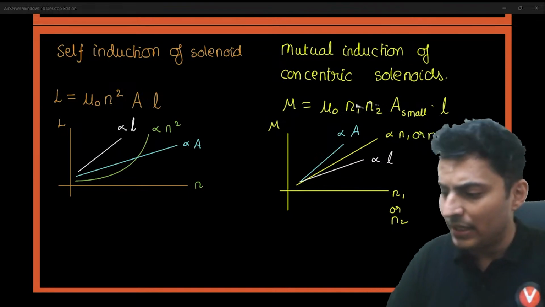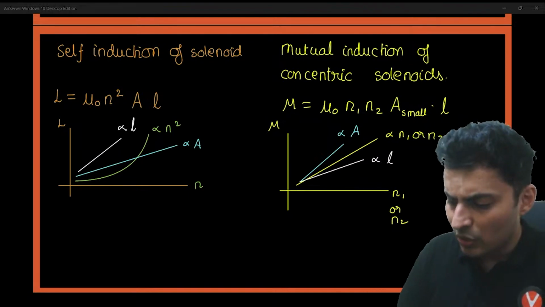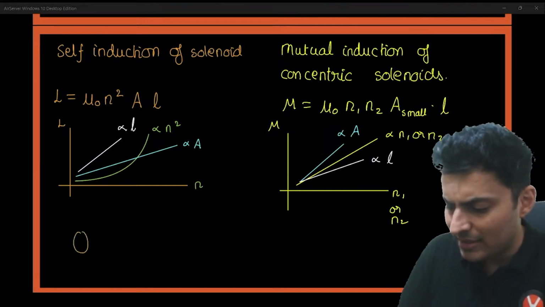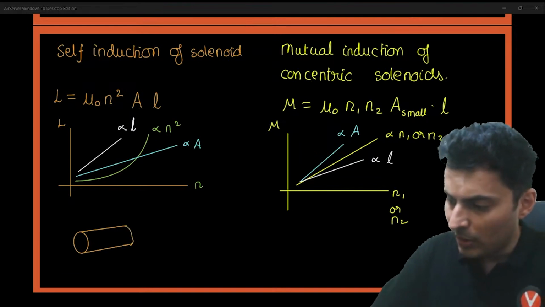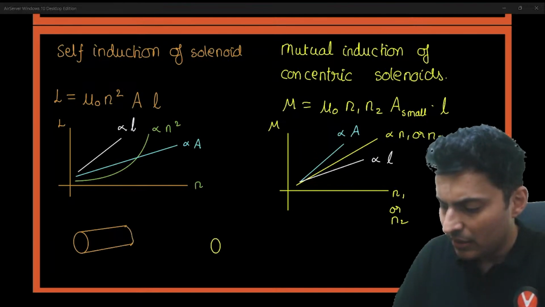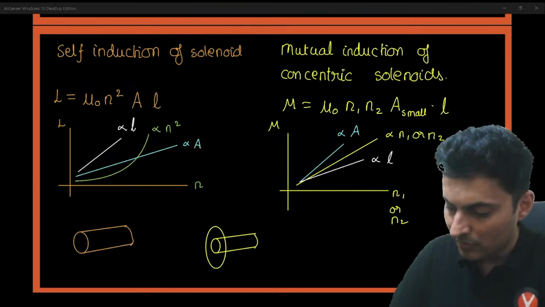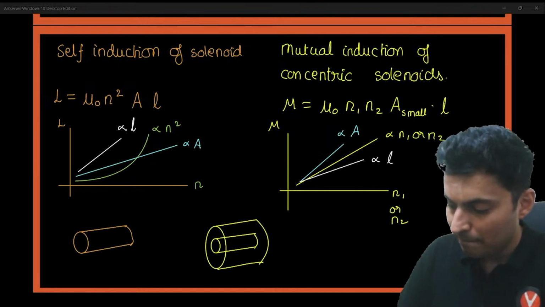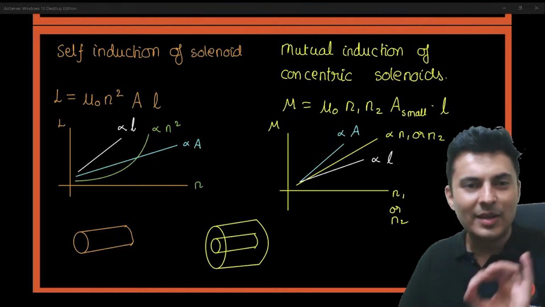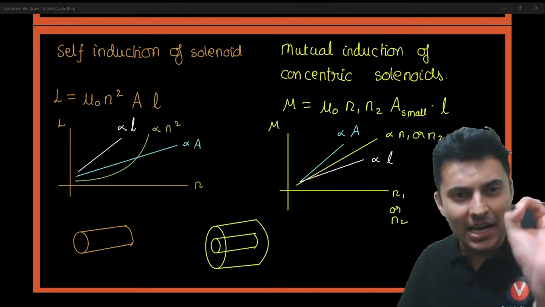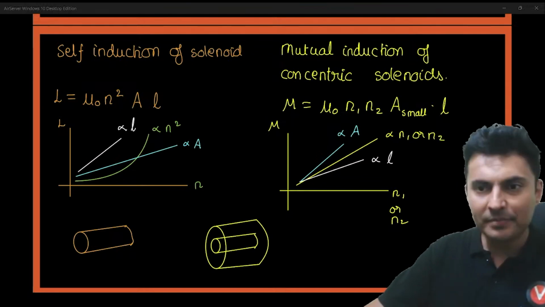Diagram of these inductors. So for self-inductance, you just take one simple solenoid. That's it. For mutual inductance, it is basically two solenoids, one inside the other. That's all. That's how the diagrams look. N1, N2 are the number of turns per unit length for the inner and the outer solenoids. That's all. Great.